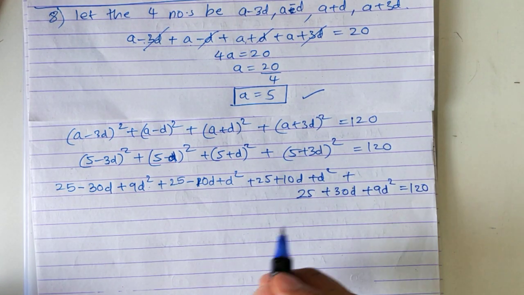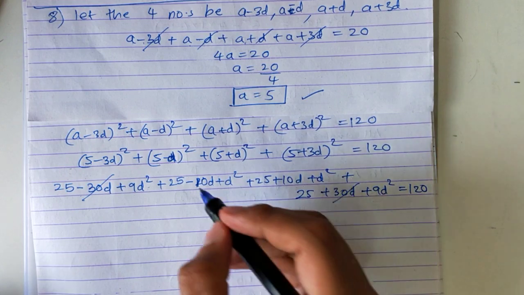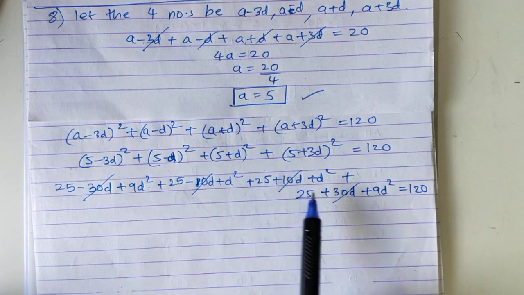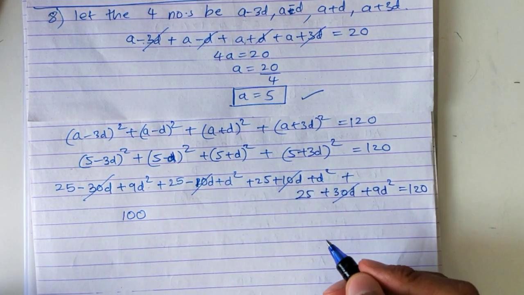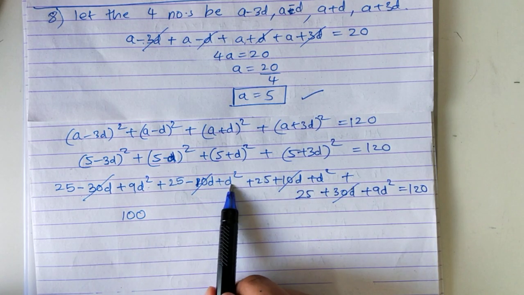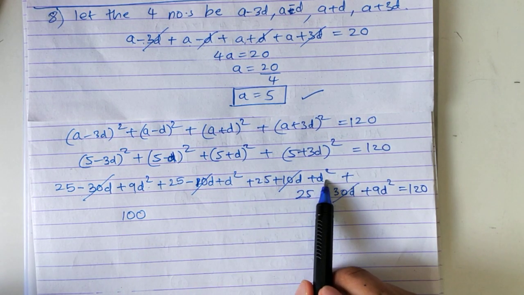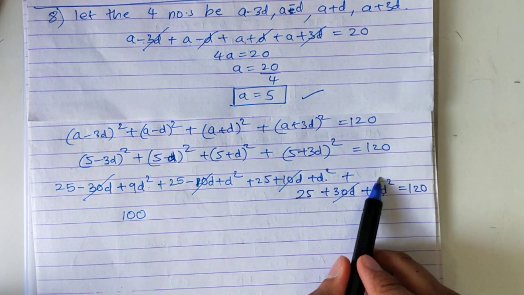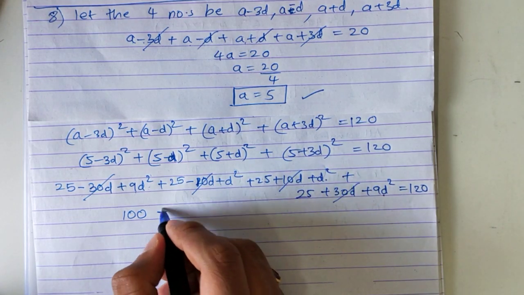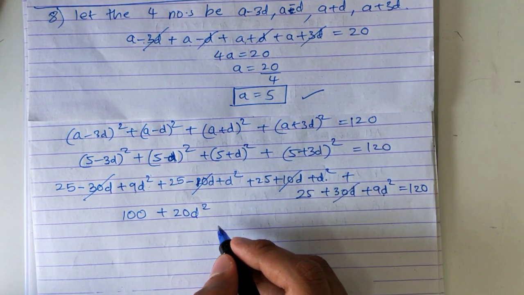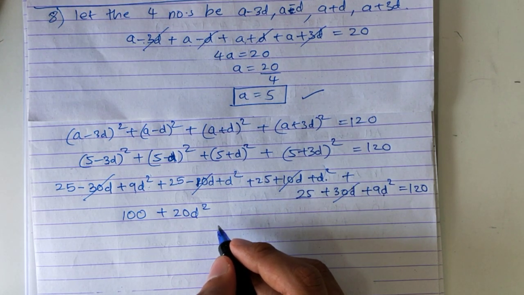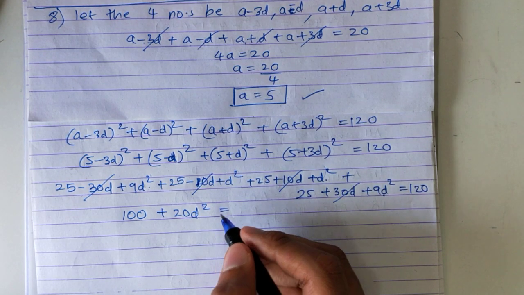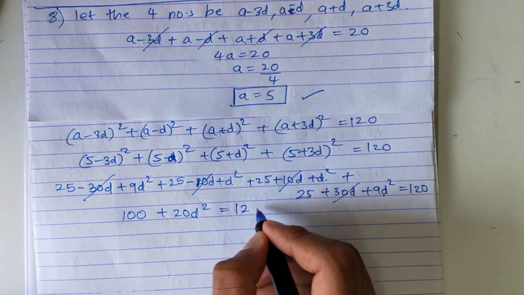Now the 2ab terms will get cancelled, so minus 30d plus 30d, minus 10d plus 10d. Okay, 25 plus 25 plus 25 plus 25 will give me 100. 9d square plus d square is 10, plus d square 11, plus 9d square, so 20d square. Look, 9 plus 9 is 18, 19, 20, okay. So 20d square equals 120.